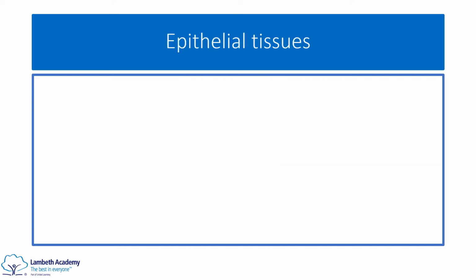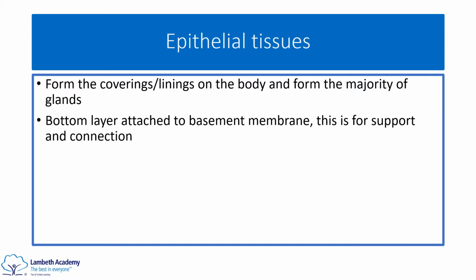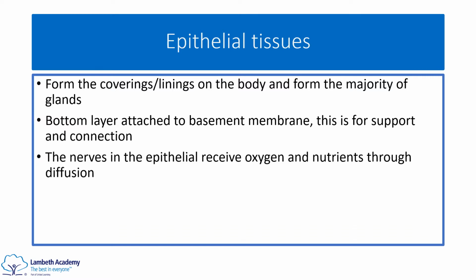The main role of epithelial tissues is to form the coverings or the linings on the body and form the majority of glands. So if we take something like a blood vessel or our skin, the epithelial tissues form the lining of that. The bottom layer, which is called your basement membrane, is there for support, and it connects the epithelial tissue. So all of the bottom layer of the cells will be attached to that basement membrane. The nerves in the epithelial cell receive oxygen through diffusion.